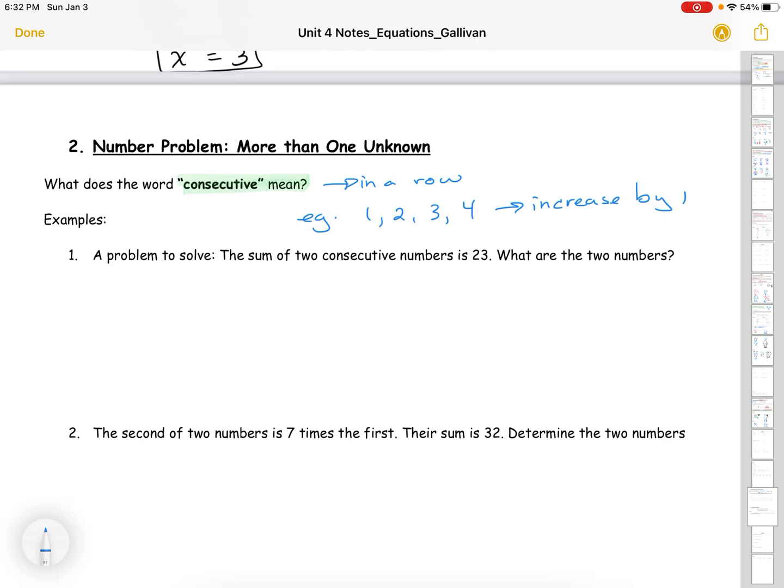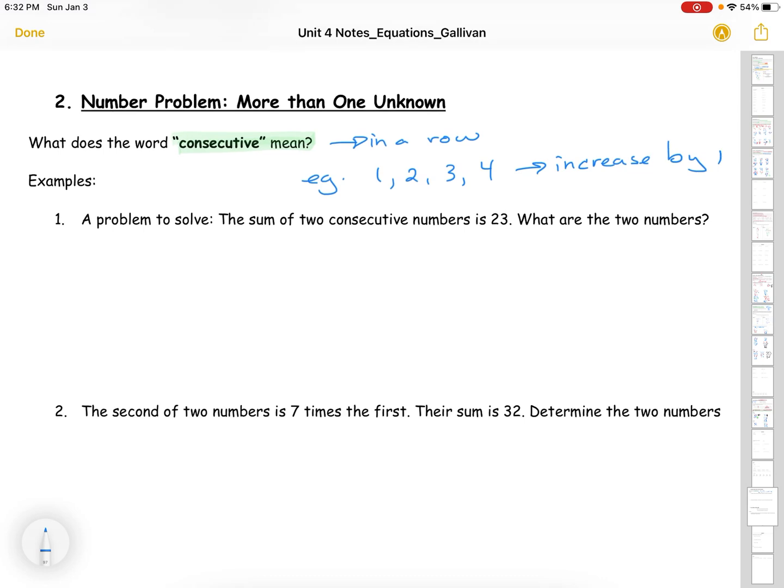Okay? So here's a problem to solve. The sum of 2 consecutive numbers is 23. What are the 2 numbers? Well, we have to think about that. If we say the first number equals x, then the second number will equal x plus 1 because they're consecutive. They're in a row.